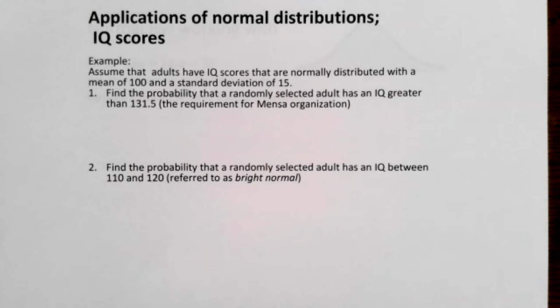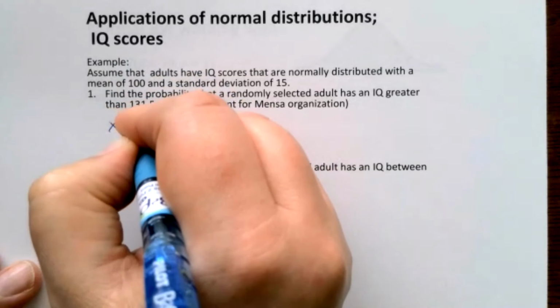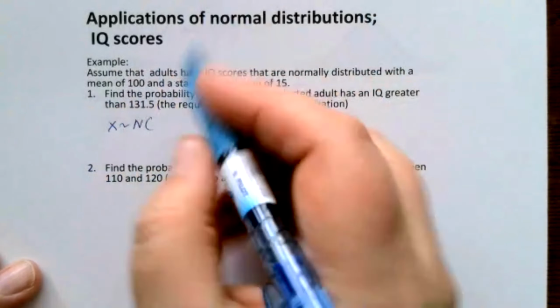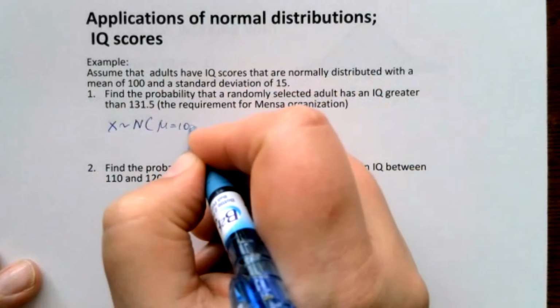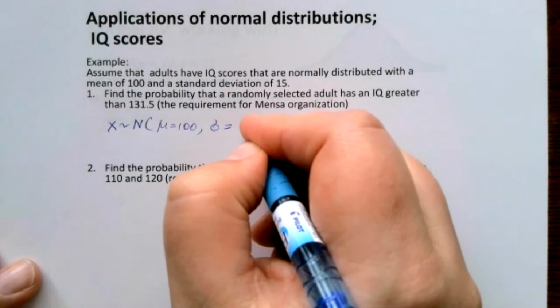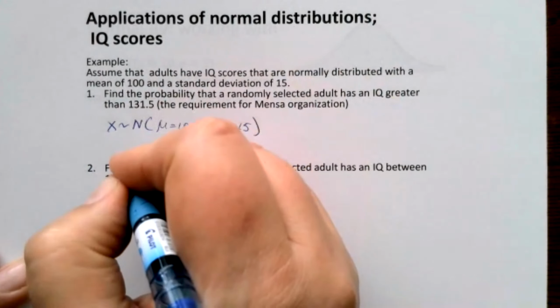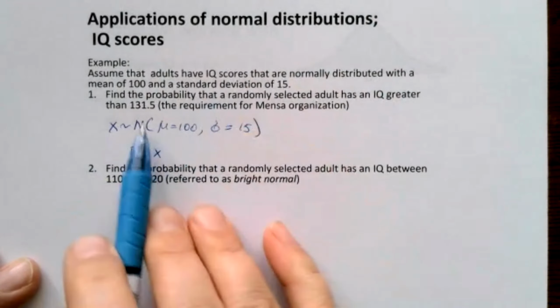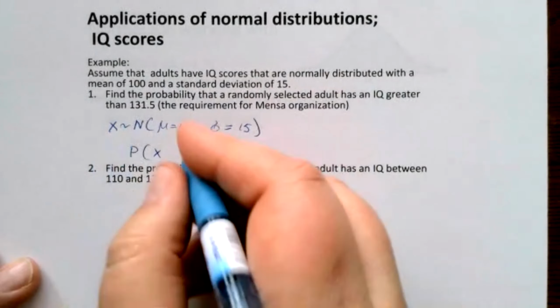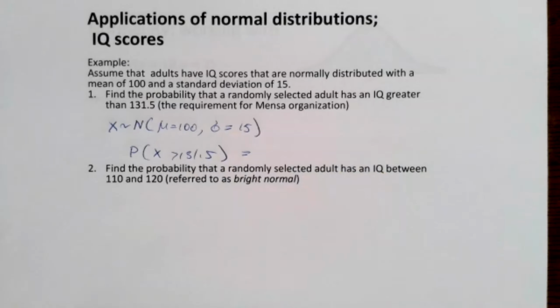So first of all, note that our random variable x follows the normal distribution with a mean of 100 and the standard deviation that equals 15. So that's important. And which probability are we looking for? We're looking for the probability that x is going to be greater than 131.5. Again, I'm going to use our StatCrunch to solve this problem.